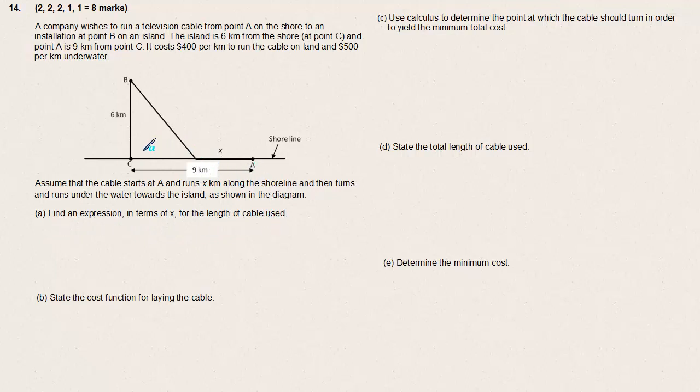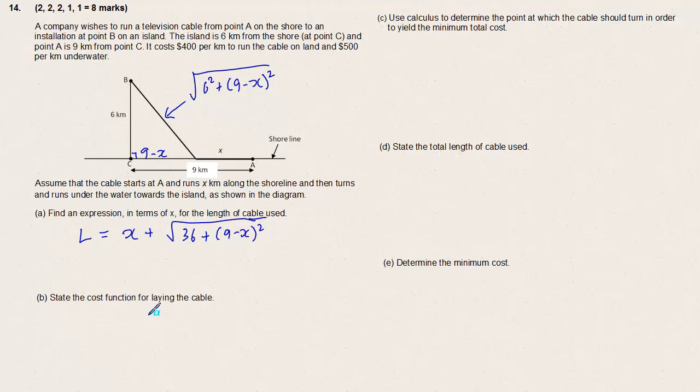So if that's X, this must be 9 take away X, and therefore this distance here, using Pythagoras' theorem, would be the square root of 6 squared plus (9 minus X) all squared. So the total length of cable used is going to be X plus the square root of 36 plus (9 take away X) all squared.